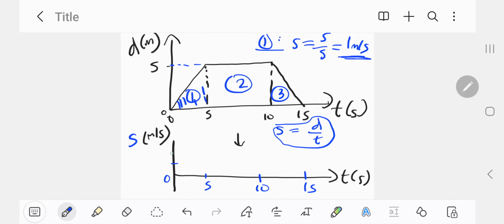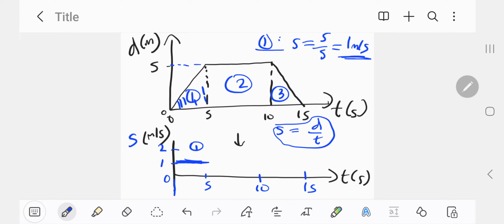So you label your axes here. 1, 2. 1 is here. It's a flat line. You're going at constant speed, right? Flat line for 5 seconds. Label this as 1. It's a flat line.